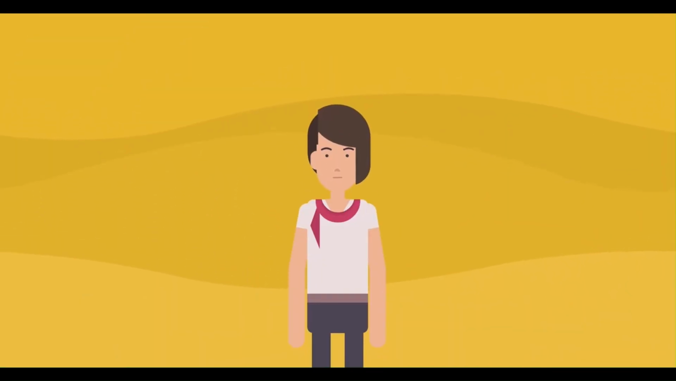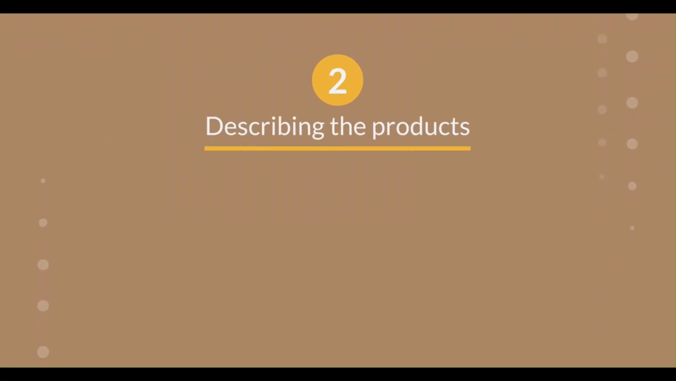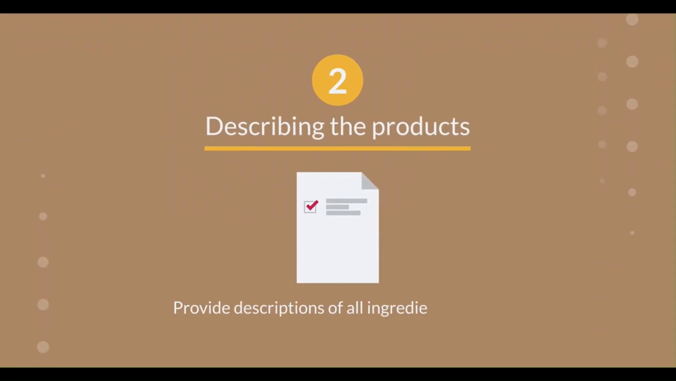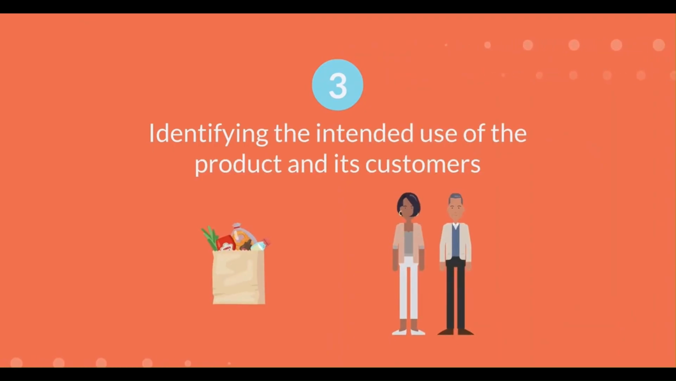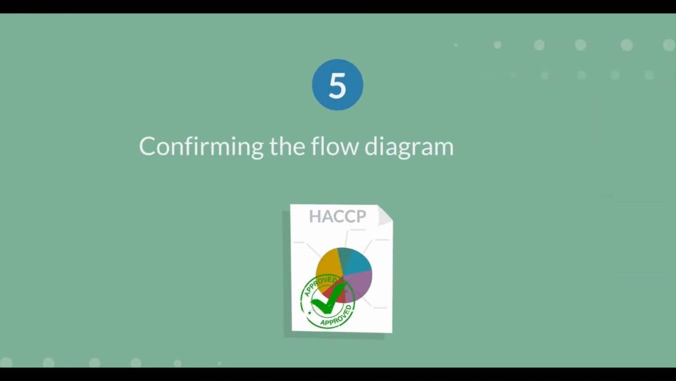For implementing your HACCP plan, you need to follow 12 steps, which are: 1. Assembling your team. A team should be chosen according to skills and experience, and might include a supervisor. 2. Describing the products. Provide descriptions of all ingredients, foods, production methods, etc. 3. Identifying the intended use of the product and its customers. 4. Constructing a flow diagram to describe the HACCP process. 5. Confirming the flow diagram on site.